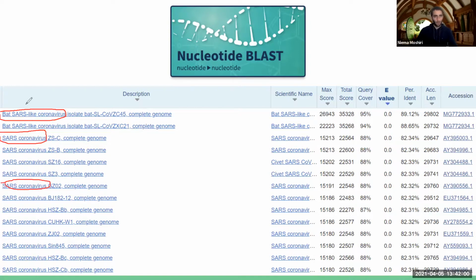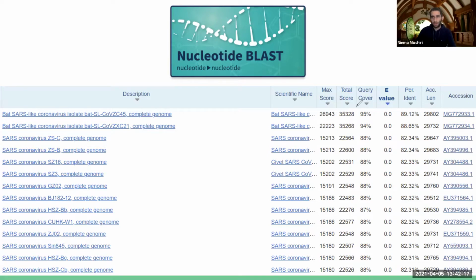Everything is related to SARS or is something that's SARS-like. And the most similar one is this bat SARS-like coronavirus. So this is how scientists can figure out, okay, what type of virus are we dealing with? What properties does it have? What does it look like?